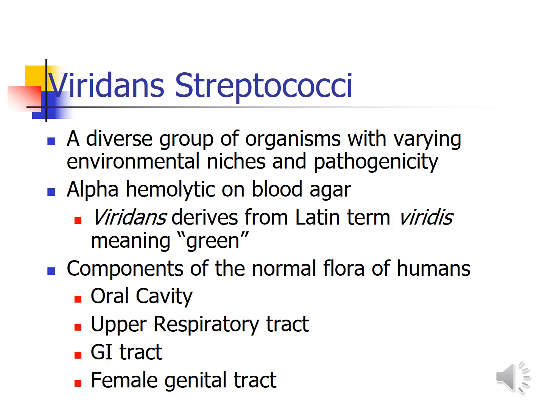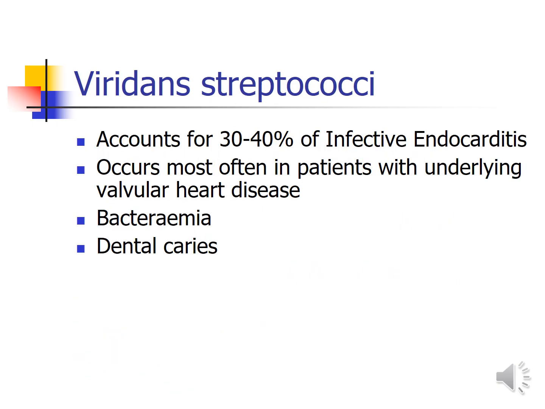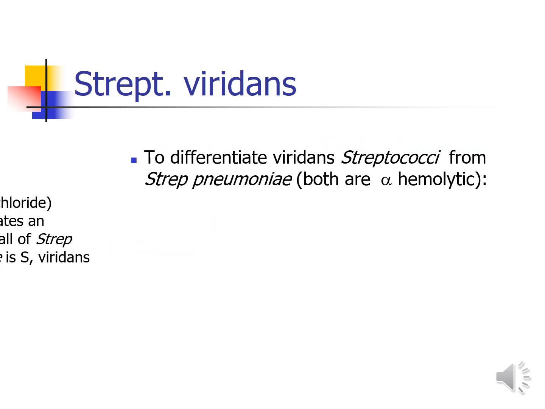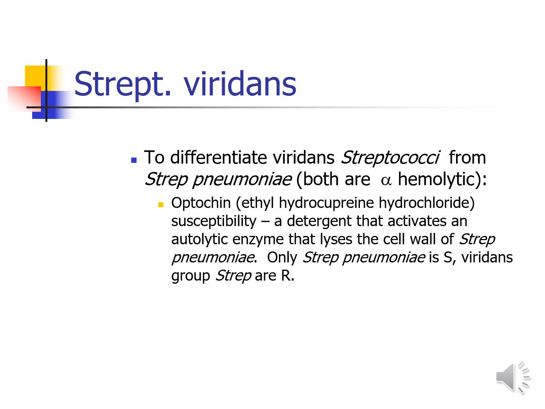This you should remember. It accounts for 30 to 40% of infective endocarditis, occurring mostly in patients with underlying valvular heart disease. So a predisposing valvular heart disease is required. Next, it can also cause bacteremia. To differentiate Streptococcus viridans from Streptococcus pneumoniae, you should do optochin sensitivity, where Streptococcus pneumoniae is positive and Streptococcus viridans is not sensitive to optochin.